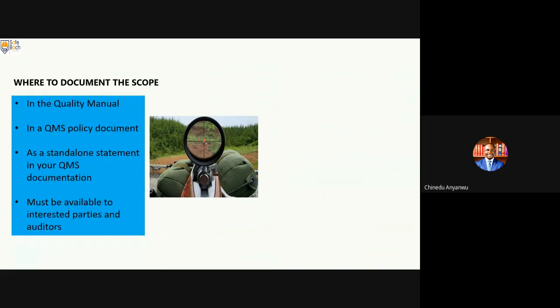Now, let's look at where to write the scope down, because remember, the management system says that the scope must be documented. So where do you write down the scope? First of all, you write the scope down in the quality manual. Then you can state your scope in your policy. You can state your scope in a standalone statement in your quality management system documentation. And you must make sure that your scope is available to interested parties and auditors.